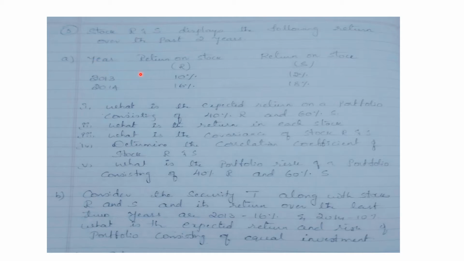Here, the year is given, the return on stock R and the return on stock S. So information about the two stocks R and S is given for 2 years, that is 2013 and 2014. In 2013, return on stock R is 10% and on stock S it is 12%. Again in 2014, return on stock R is 16% and on stock S it is 18%.